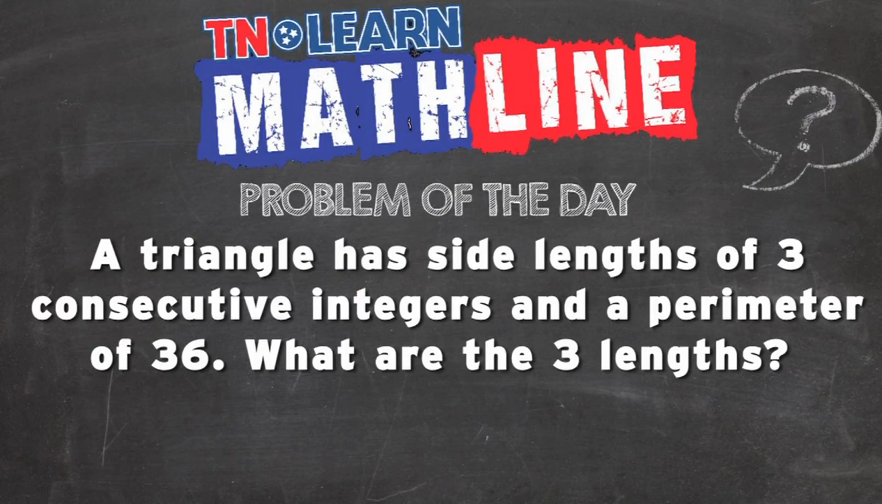A triangle has side lengths of 3 consecutive integers and a perimeter of 36. What are the 3 lengths? Again, we've got this triangle with side lengths of 3 consecutive integers. That means one right after the other, and a perimeter of 36. What are the 3 lengths? Let's take a look at this one.